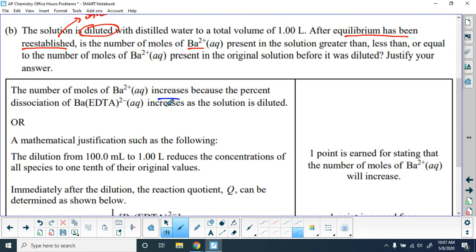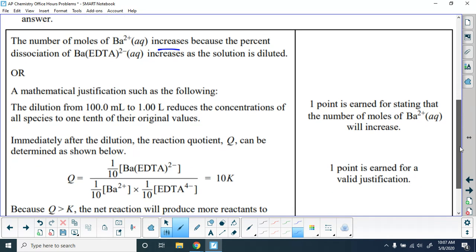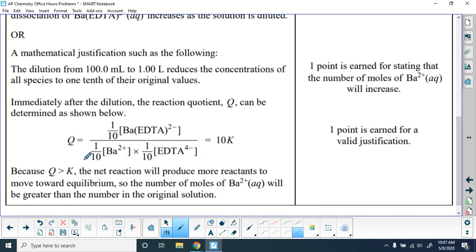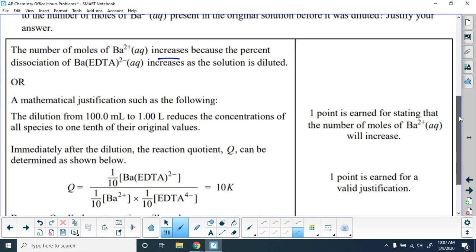It increases. There's two justifications here. The second one is the one that we just did. You dilute it, you solve for your Q value, Q is bigger than K, it'll shift to the left to reestablish equilibrium. Or you could just say this: the number of moles of barium increases because the percent dissociation increases as solution is diluted. What is this justification? Why is it so short, and how can it be used?